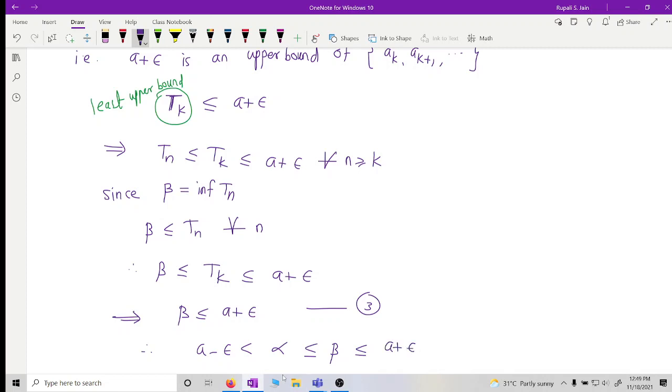Alpha and beta, what is the relation between alpha and beta? Alpha must be less than or equal to beta only. And we have already proved, you can write here, using 2 and 3, therefore we must have A minus epsilon is less than alpha, less than or equal to beta, less than or equal to A plus epsilon. Is that okay?